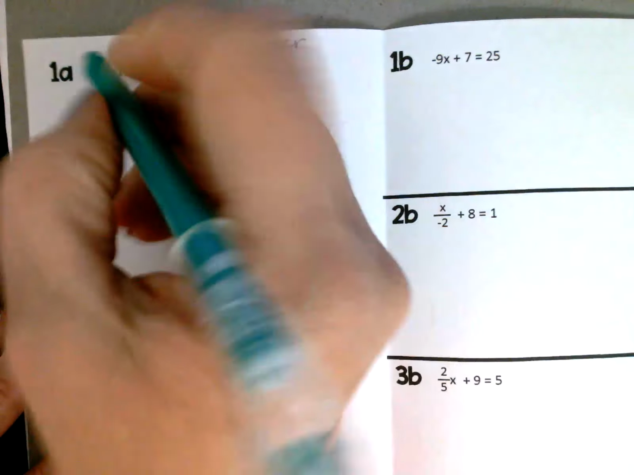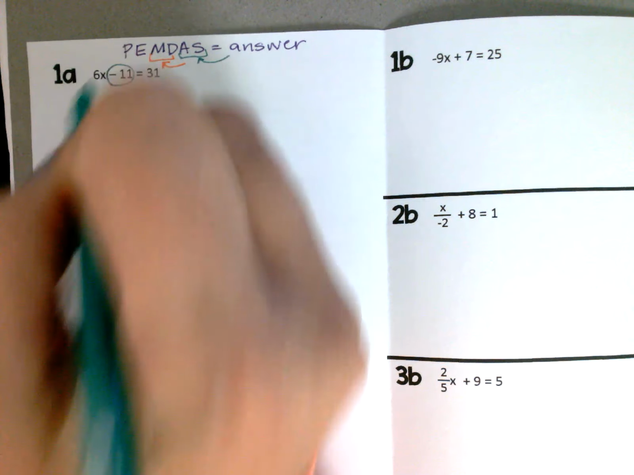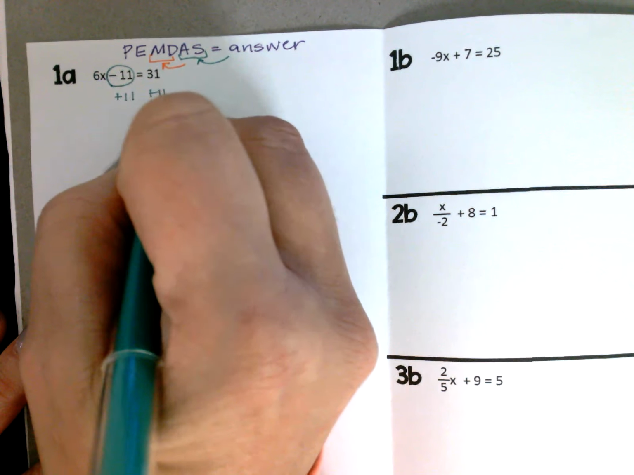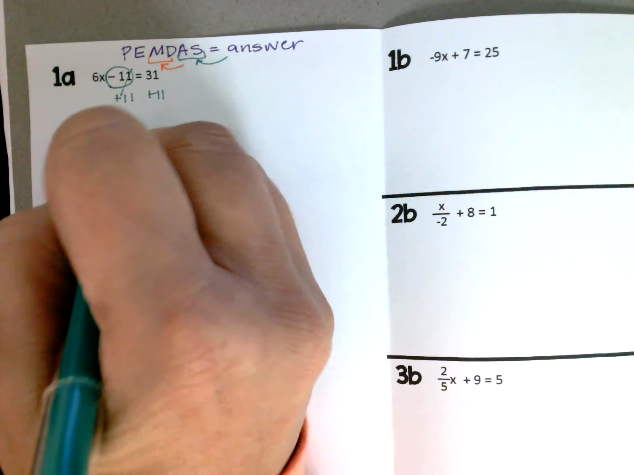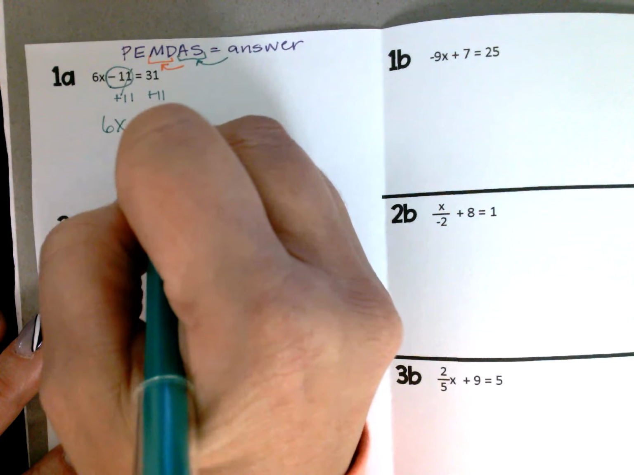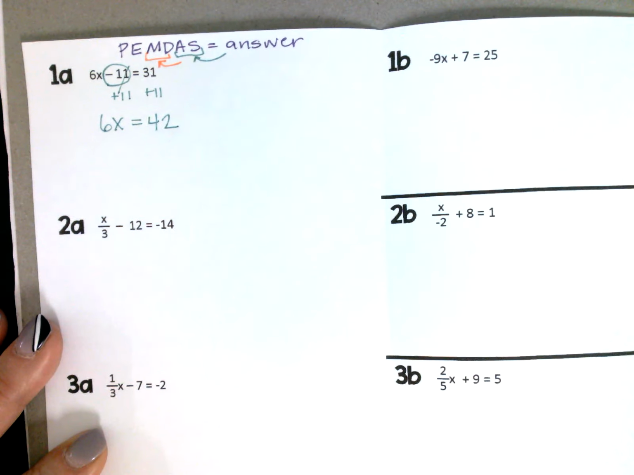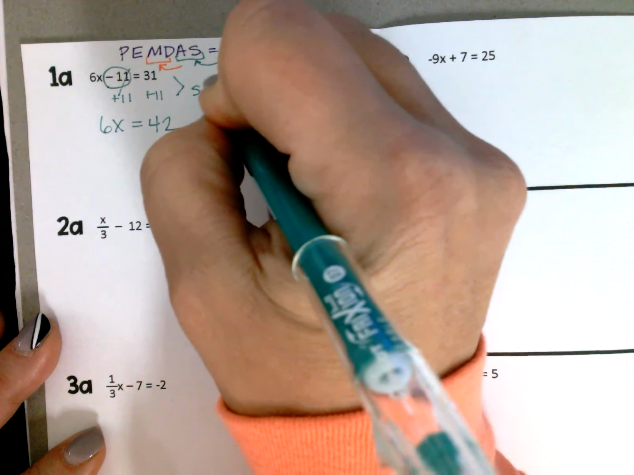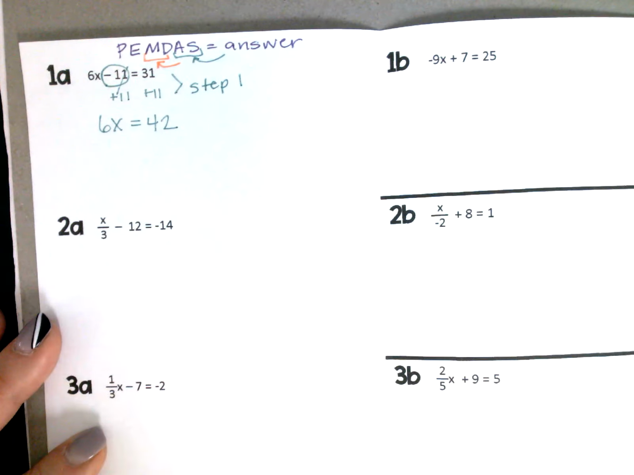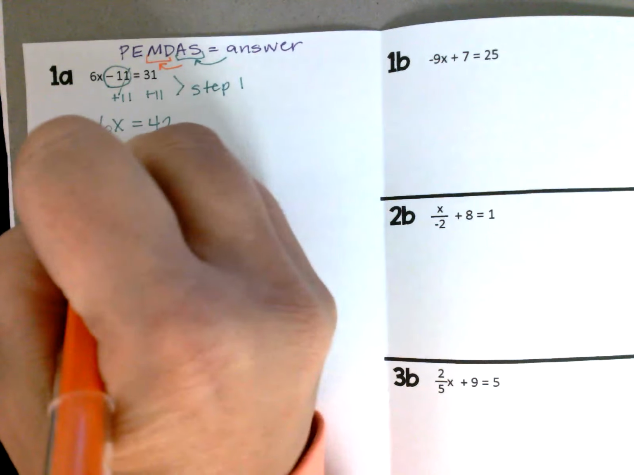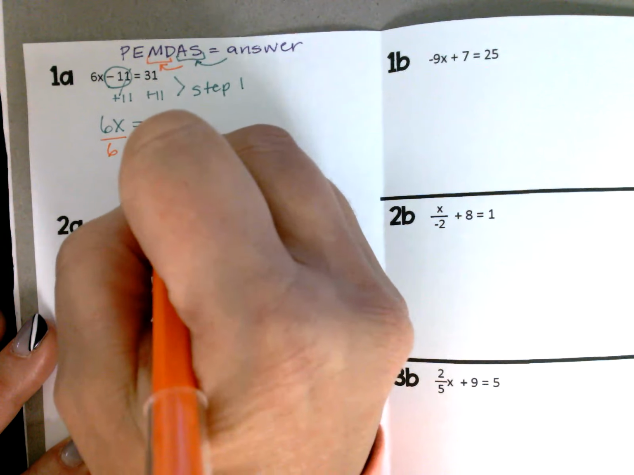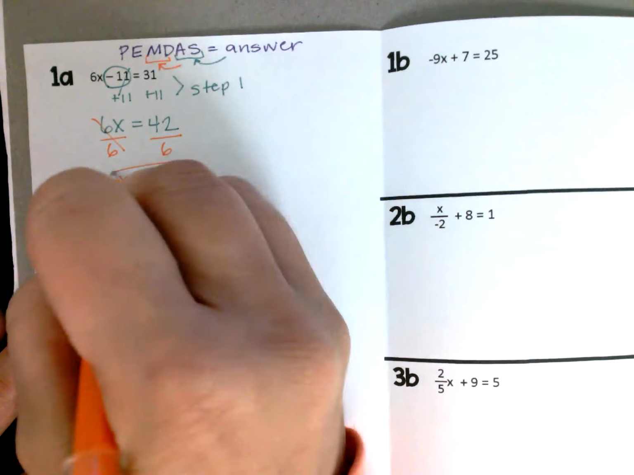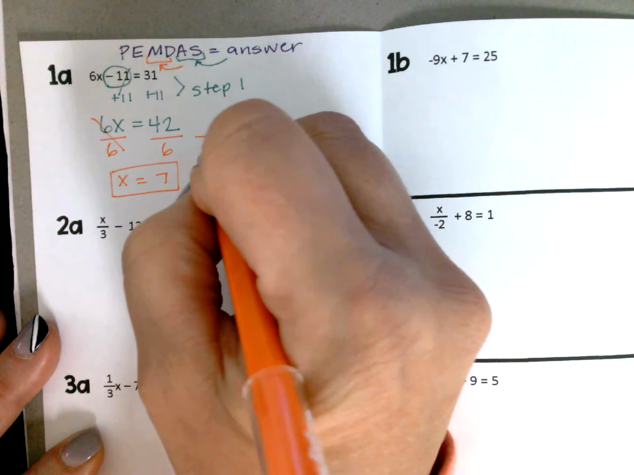In this first problem, I need to undo the minus 11. So I will add 11, and then I go over here and add 11. 6x equals 42. That is step 1 of our 2-step equation. Now, step 2, undo multiplication with division, and I get x equals 7.